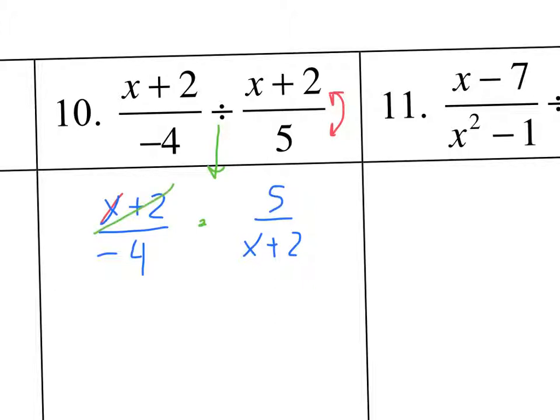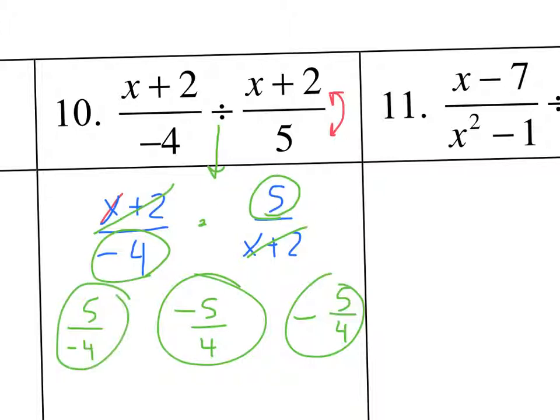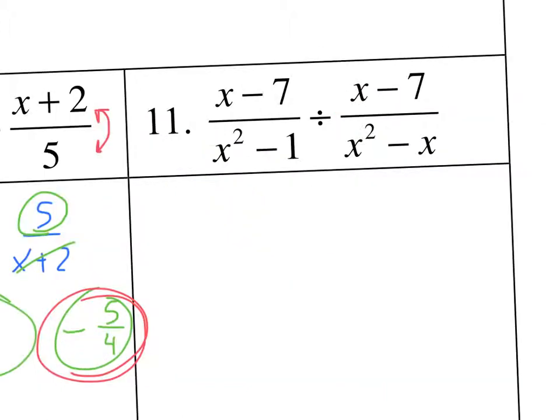All of it, x plus 2 and the x plus 2. Not the x's, not the 2's, but the x plus 2's. 5 over negative 4. And it doesn't really matter where you put the negative. The negative could be outside, so it looks like this, negative 5/4. You could say negative 5 over 4, or you could say 5 over negative 4. Technically, they're all the same. However, the most common one is going to be this one, where we just go ahead and put the negative outside. And now we look at 11.